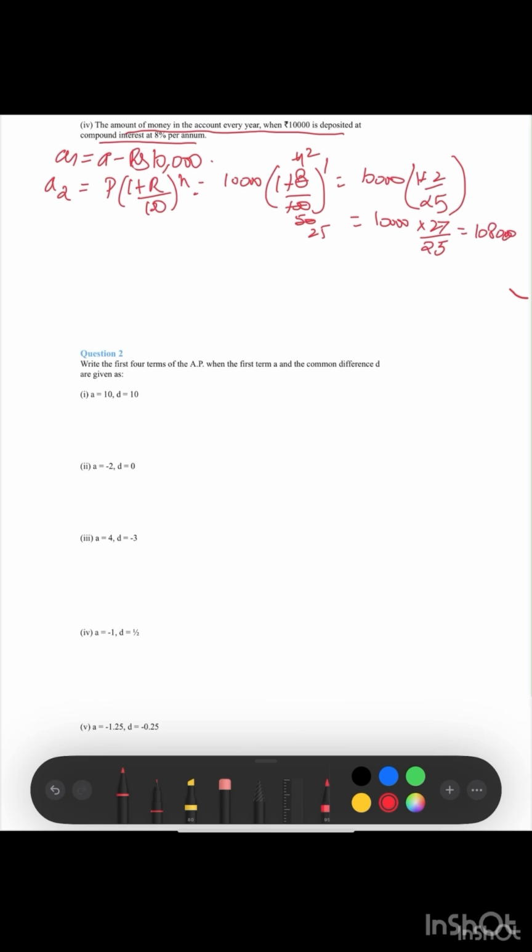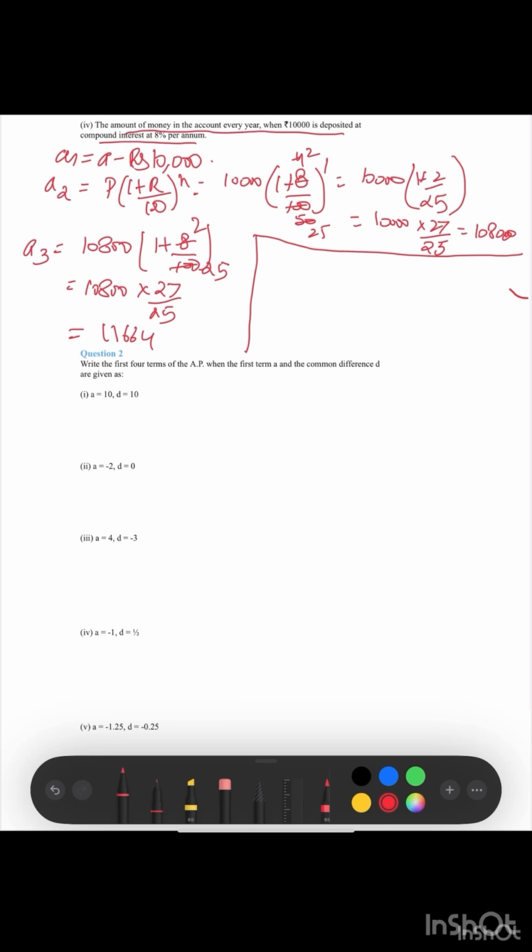Further, now rupees 10,800 will become my principal amount for the next year. So for A3, again the formula is P bracket 1 plus R upon 100 raised to the power n, but the principal is 10,800. So 10,800 into 1 plus 8 upon 100. 8 upon 100 we will simplify to 2 upon 25. Again we'll take the LCM. After taking the LCM, we'll get 10,800 into 27 upon 25. On further simplifying this, we'll get 11,664 as our answer, 11,664.